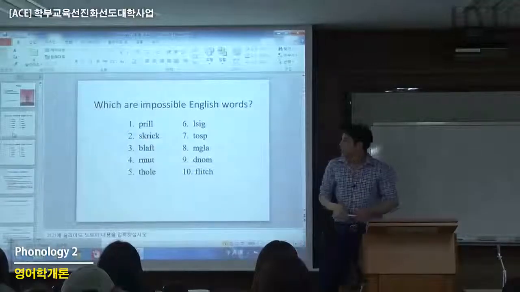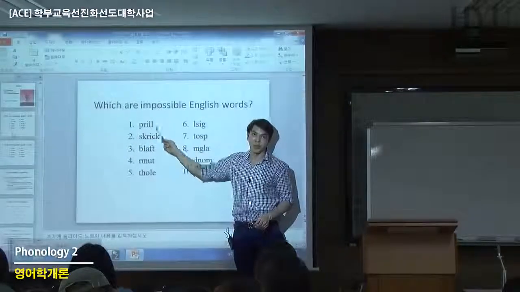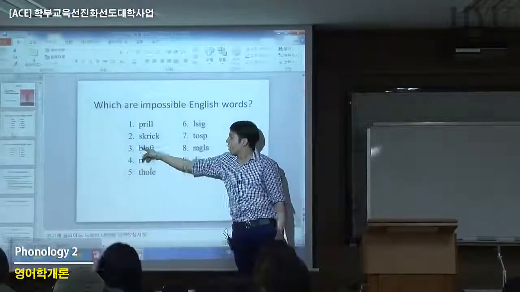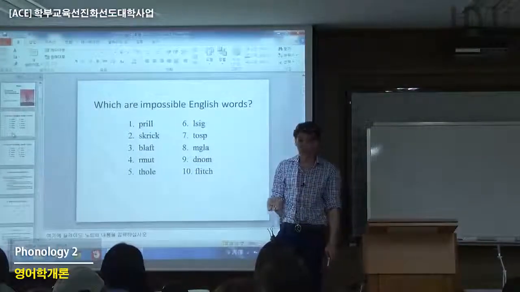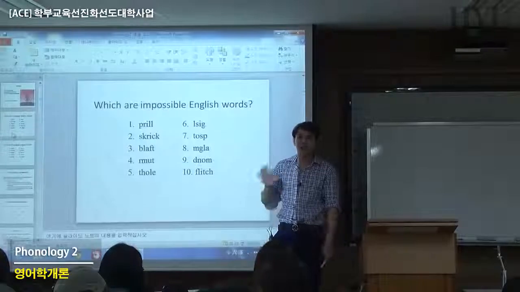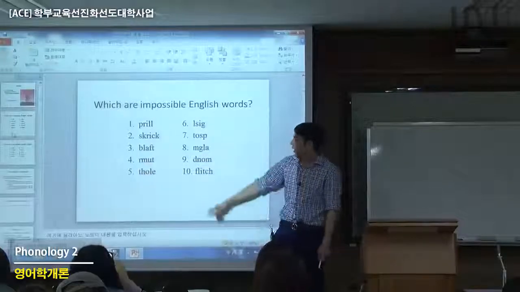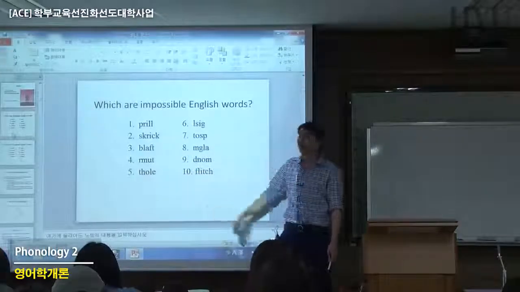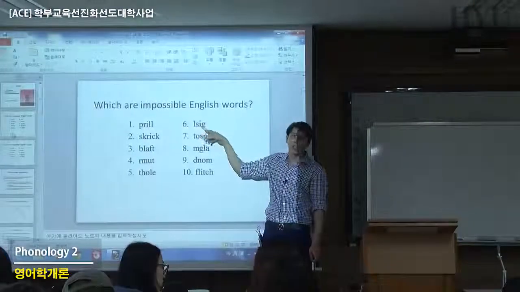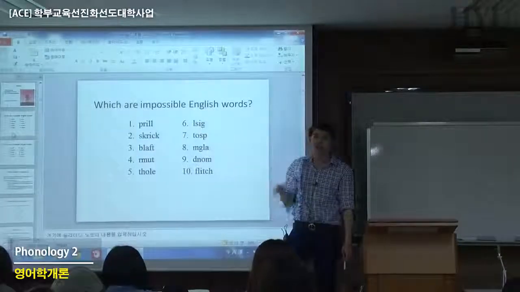The second one, skrik, maybe possible, right? Because we have things like skirt and strength. Blaft, possible or not? Yes, possible. But number 4, armut, not possible, right? We don't usually have R before an M. Number 5, thol, yes, possible. Number 6, not possible. We don't usually have L before S. If anything, it has to be S before L. Slick is good, but lasik is not good, okay?